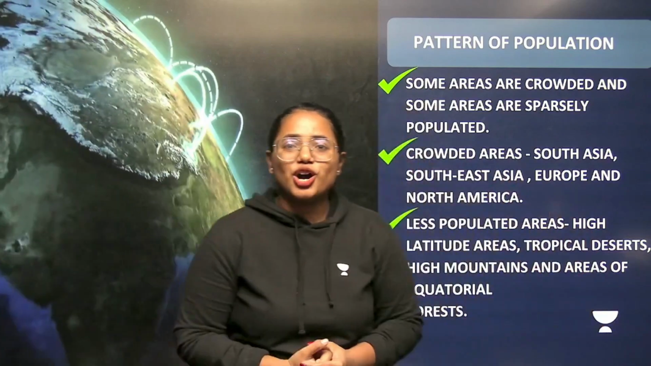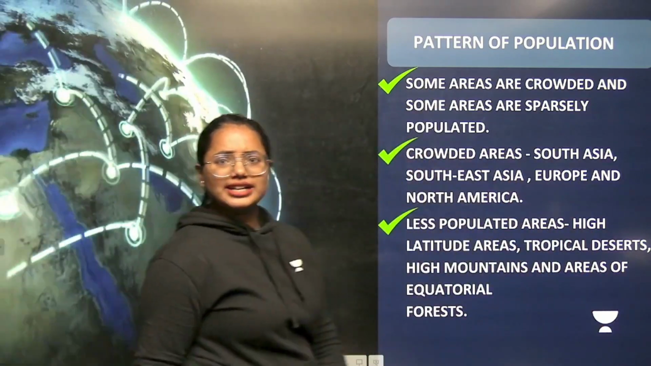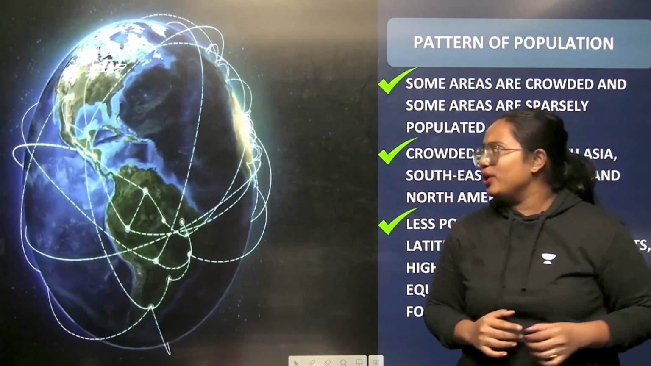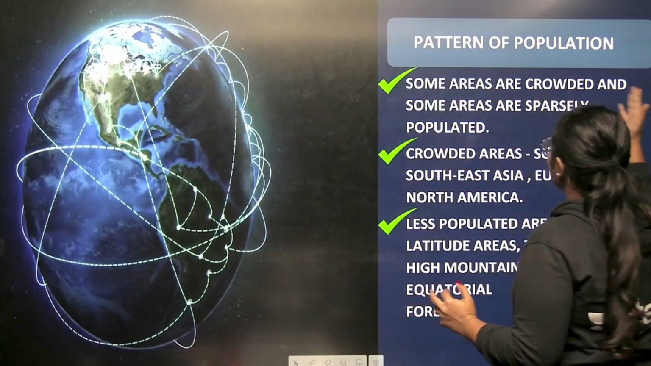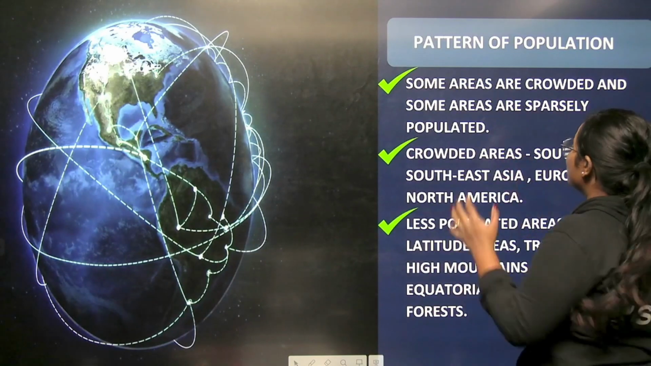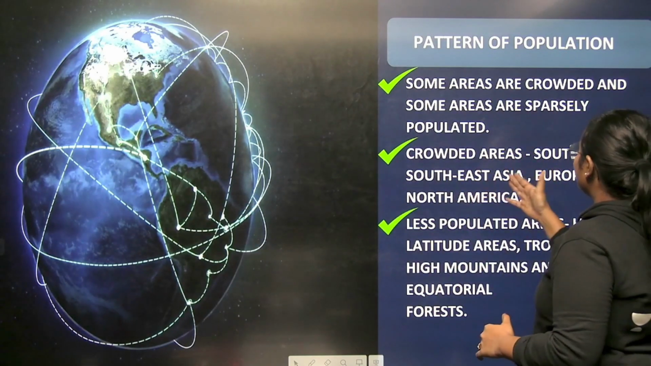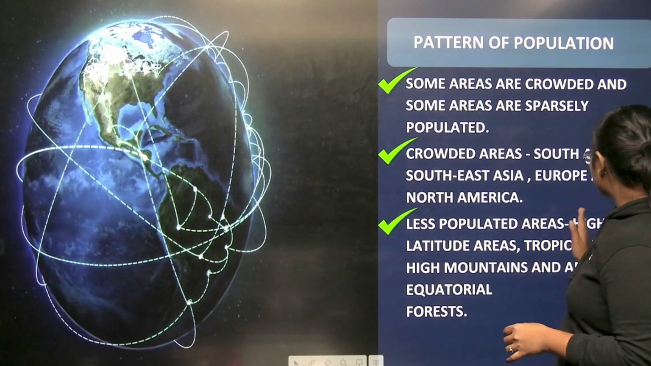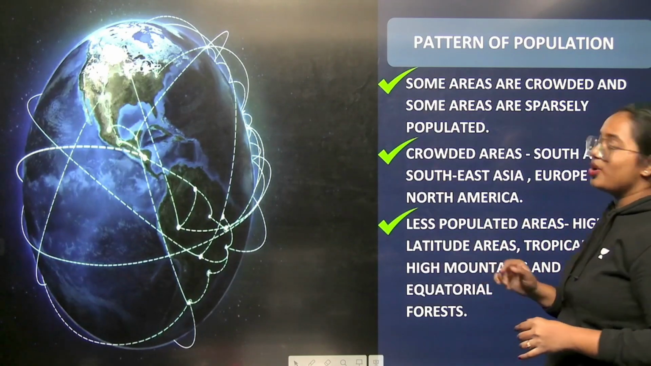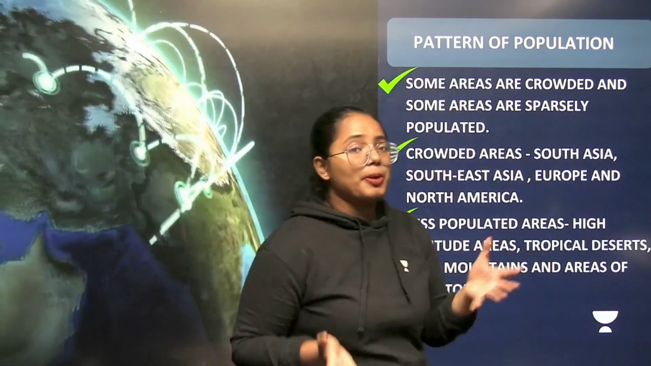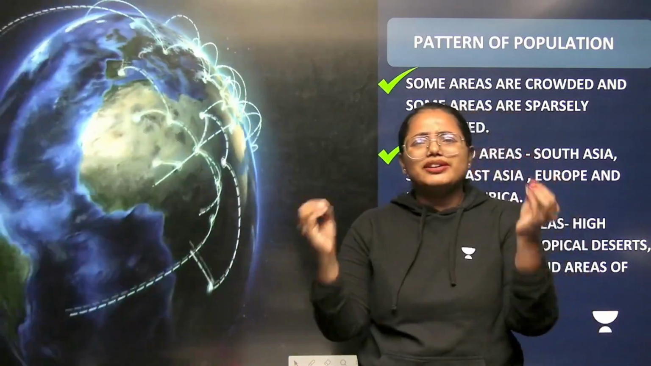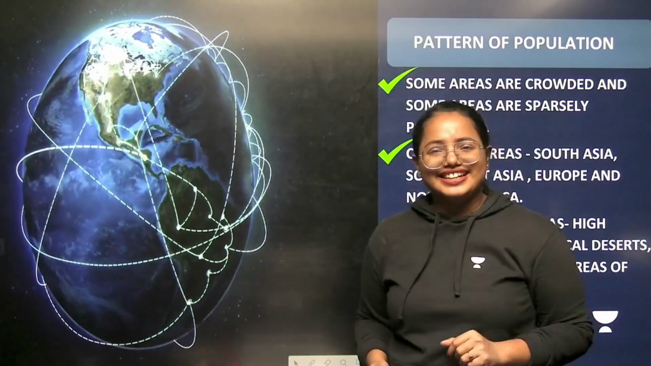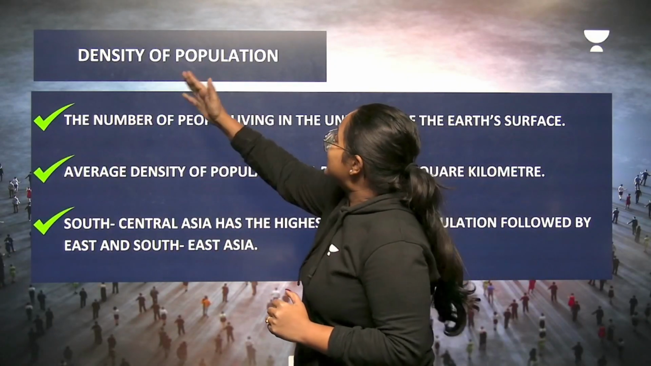Yes. Now we are going to talk about pattern of population. What is it exactly? So when you look at this picture, you can see that the population is not uniform, right? Some areas are crowded and some areas are sparsely populated. So crowded areas: South Asia, Southeast Asia, Europe and North America. Less populated areas are high latitude areas, tropical deserts, high mountains and areas of equatorial forest. Based on this, we can understand that the population is not uniform, and there are multiple reasons for it. Why is this population not uniform? So that's what we are going to learn now. Let's learn in detail. So now we are going to discuss density of population.